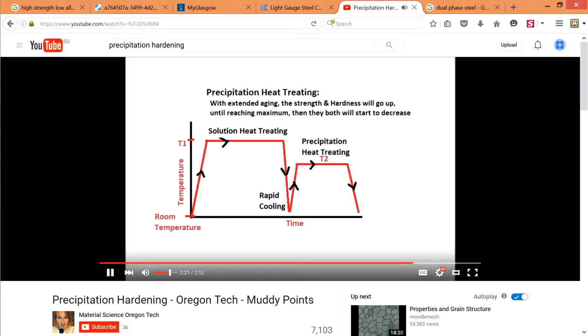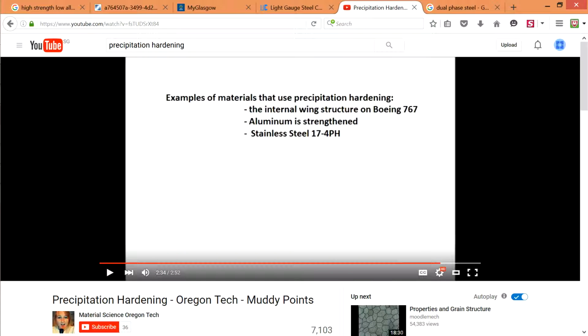Then it is rapidly cooled to room temperature. Then it is brought up to a secondary temperature, which is less than the first, until it reaches desired aging, then cooled to room temperature. So this is very important.